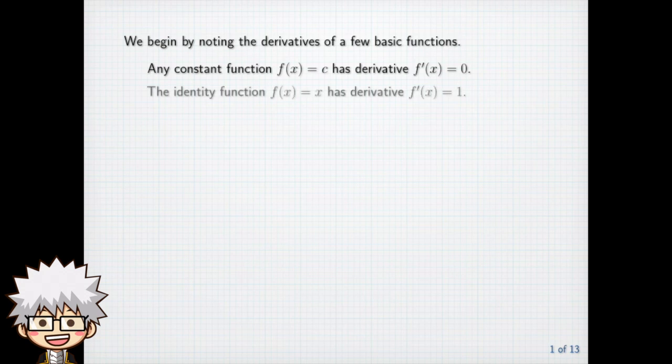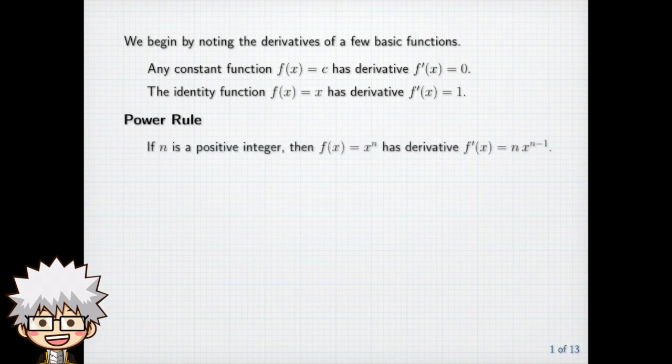The identity function f of x equals x has the derivative f prime of x equals 1. Again, just think of the graph of y equals x, which is a straight line which always has slope 1. The power rule. If n is a positive integer, then the function f of x equals x to the nth power has derivative f prime of x equals n times x to the n minus 1. In other words, to find the derivative f prime, simply multiply by the power and reduce the power by 1.